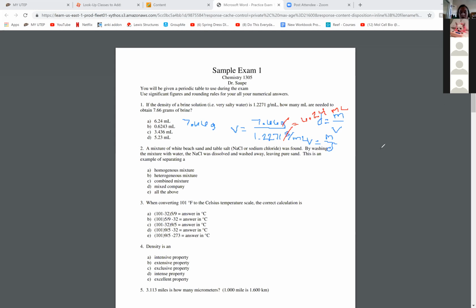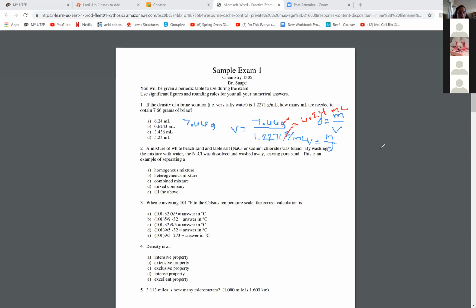Okay, so basically, we look at this and we say, okay, well, we have sand and then we have sodium chloride, right? So whenever you're looking at sand and sodium chloride, I just want you guys to picture it. You can see all the minerals, like all the little rocks. So if you can see a distinct separation between the two, what do you guys think it is? Heterogeneous?